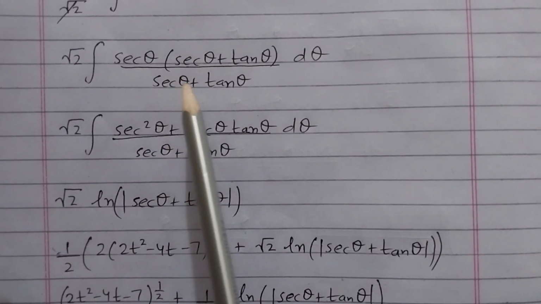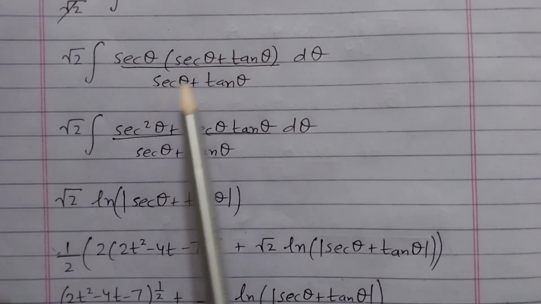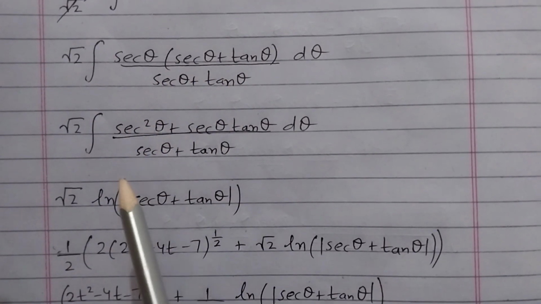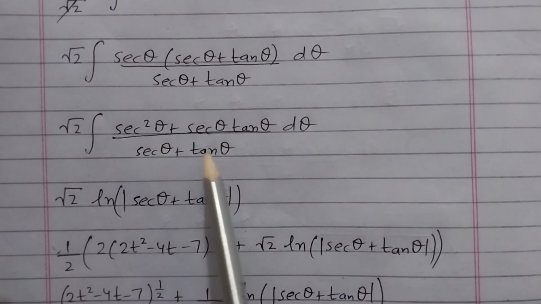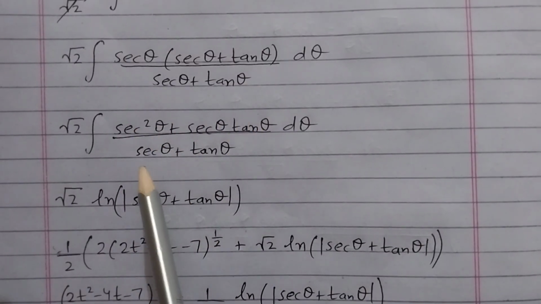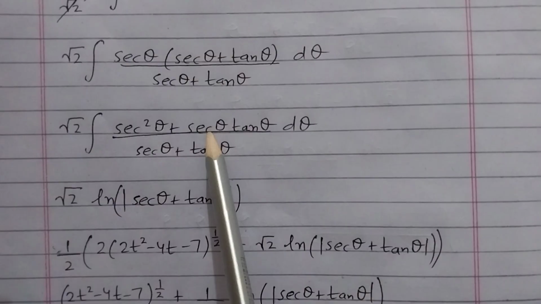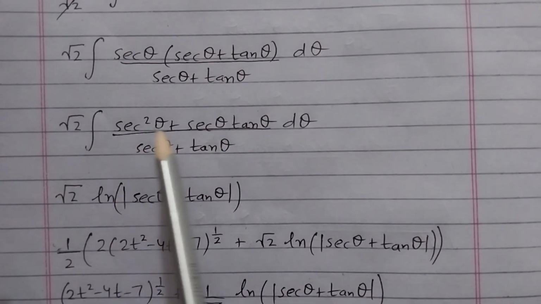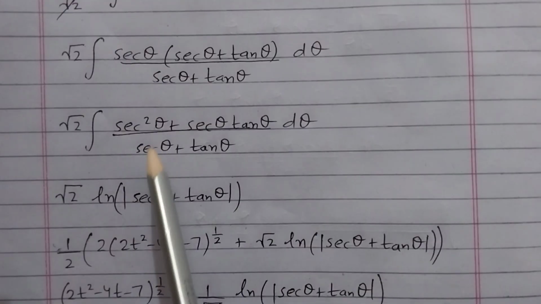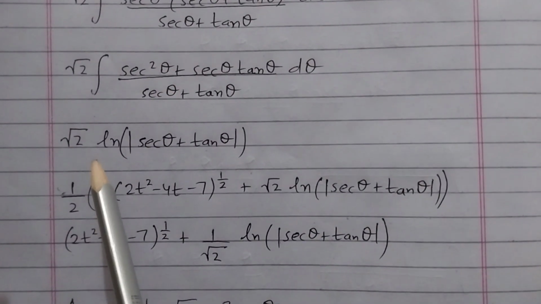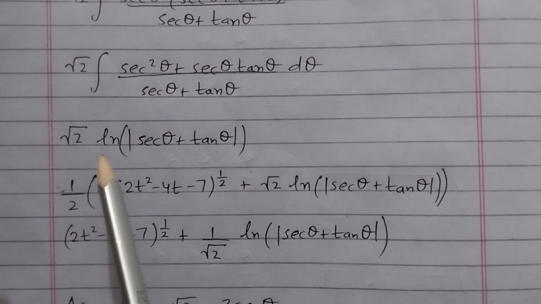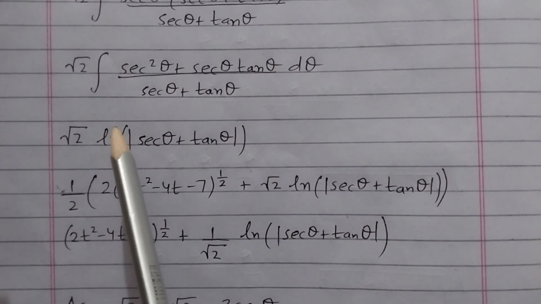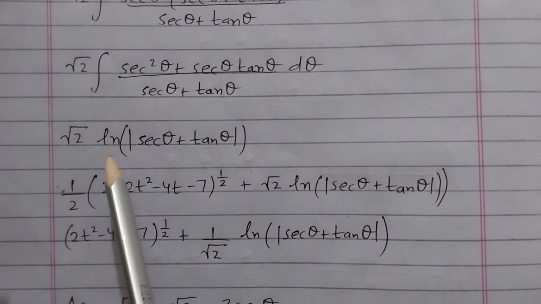So this step basically helps in integrating secant theta, because now we have the derivative of the denominator written in the numerator. The derivative of secant theta is secant theta tan theta, and the derivative of tan theta is secant square theta. So whenever the derivative of the denominator is written in the numerator, it simply has the antiderivative equal to natural log of, or any log, it doesn't matter what the base is, just log.